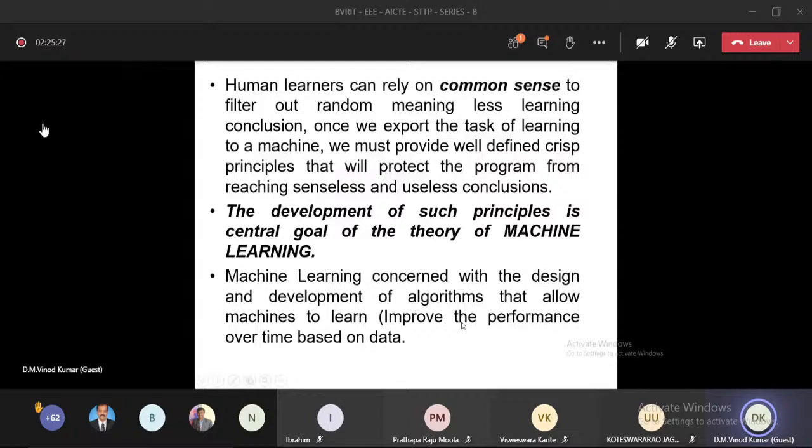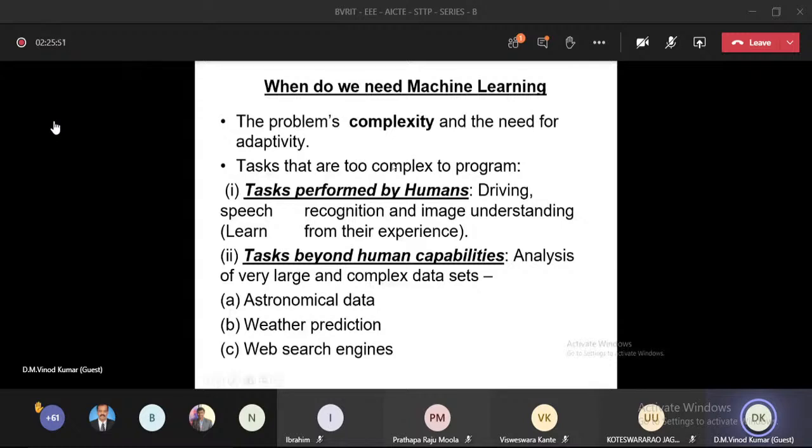Machine learning is concerned with the design and development of algorithms that allow machines to learn, that is, improve performance over time based upon the data. Based upon the data, they will go on learning, because any new data that comes in, they will go on learning from. Therefore, when we go for machine learning algorithms, it is based upon complexity. A task like elections, which party will win, is very, very complex. Therefore, tasks that are too complex to program, we will also go for ML.